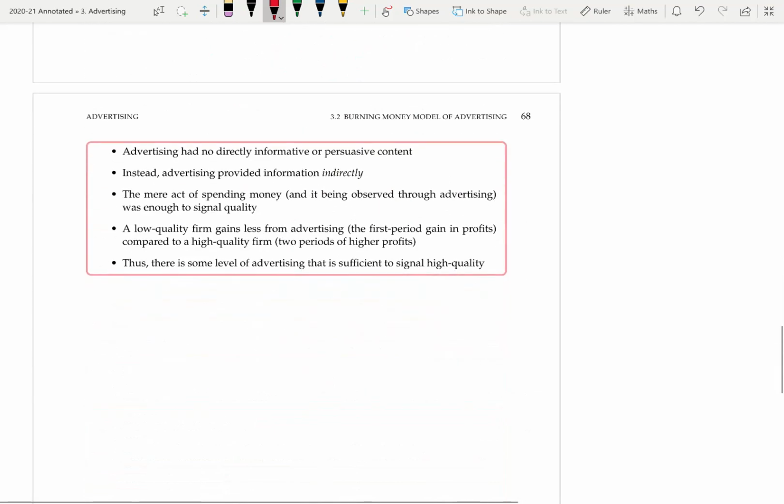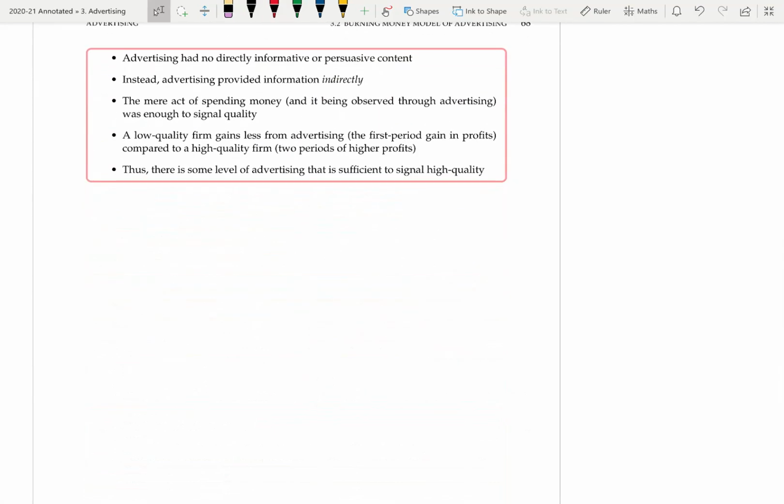So to summarize, in this model, advertising has no directly informative or persuasive content. It is just a way for the firm to demonstrate their spending. Advertising here works indirectly. It provides information about quality via signaling. The act of spending is enough to signal quality because low quality firms are able to gain less from advertising than high quality firms. Low quality firms only make a short-term gain because once their quality is found out, they're not able to charge as high a price as a high quality firm. So there's going to be some level of advertising that is sufficient to signal high quality.